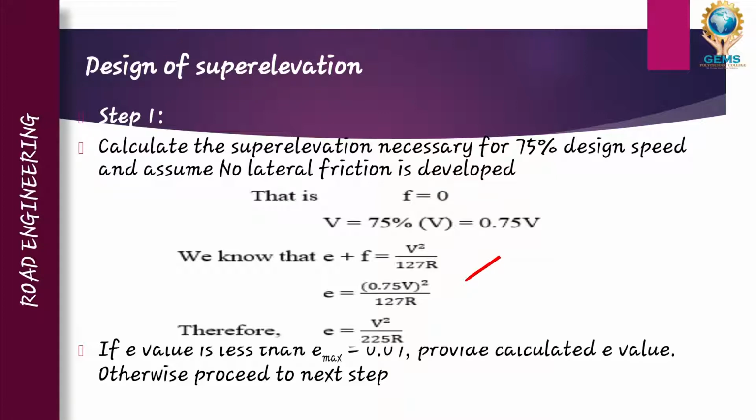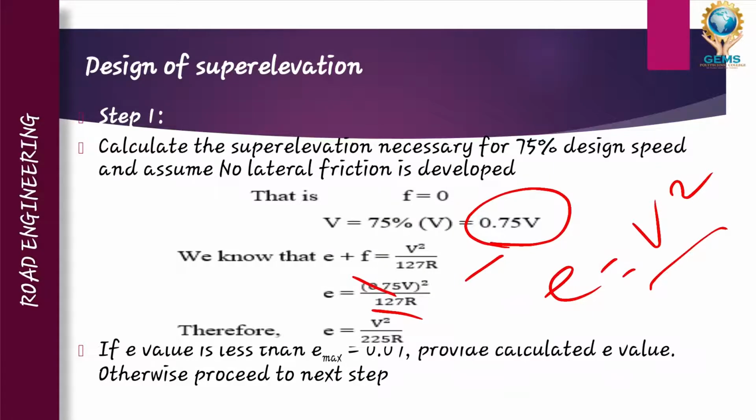V square we know is 0.75 V. In the place of V square we will place this value, and if we cross cut between this 0.75 squared and 127, we will get E is equal to V square by 225 R, for super elevation for 75% of design speed. If the E value is less than E max, which is 0.07 provided, calculate the E value, otherwise proceed to the next step.